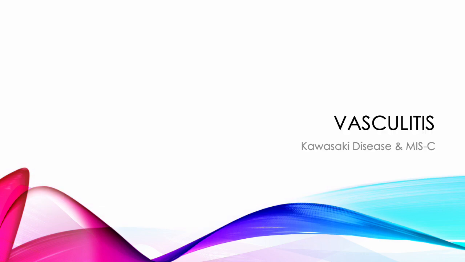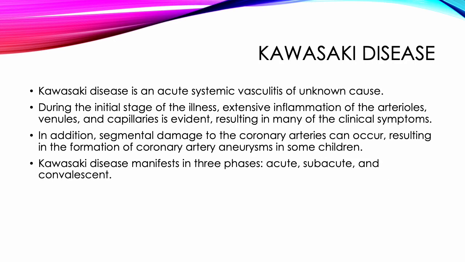Now, while we're only talking about Kawasaki disease and MIS-C, it's important to know that there are many different forms of vasculitis. They're usually classified by the size of vessel that they affect, such as small, medium, and large vessel vasculitis. Kawasaki's disease is probably the most common and most widely known systemic vasculitis that we can see in pediatrics.